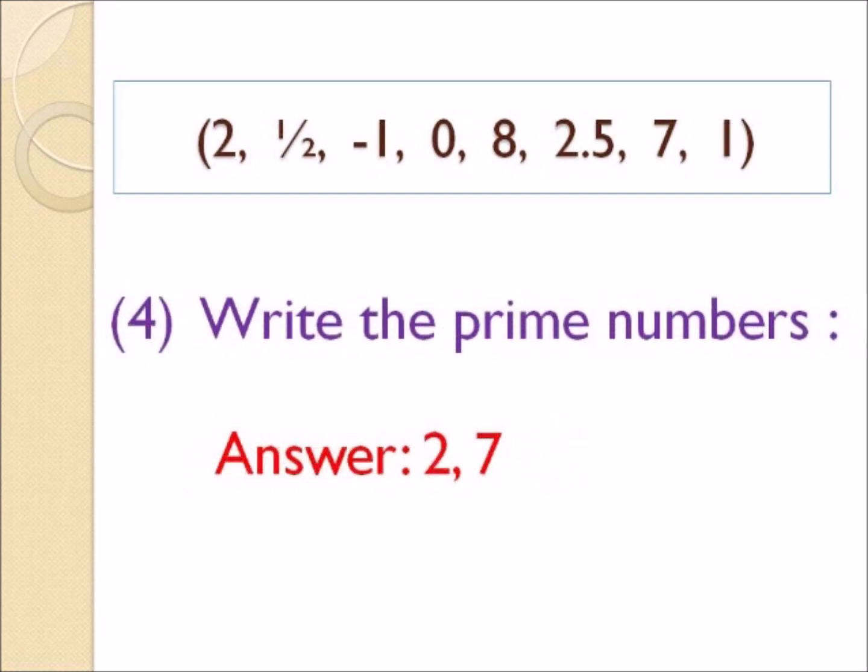Prime numbers. The prime numbers are 2 and 7, they only have two factors. 1 and the number itself are factors. So it's only 2 and 7. You can't include 1. 1 is not a prime number. 1 only has one factor.